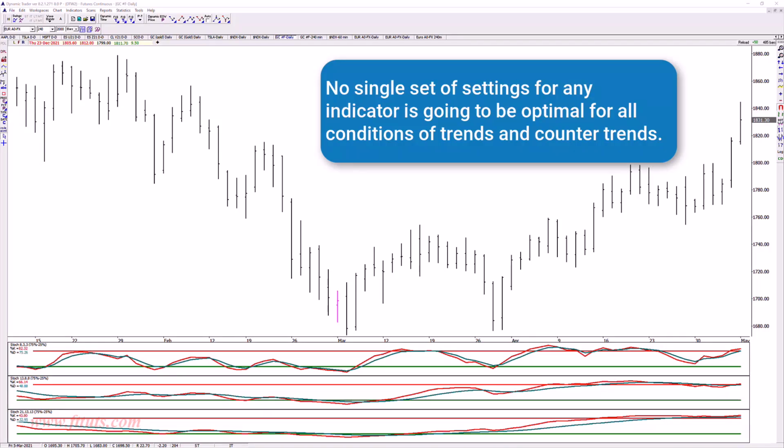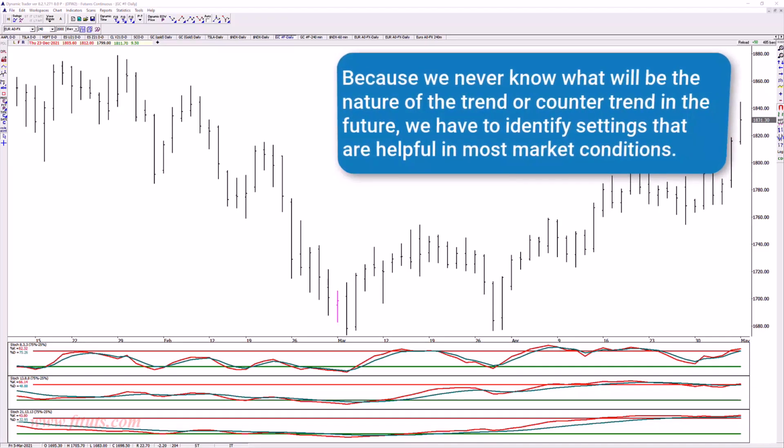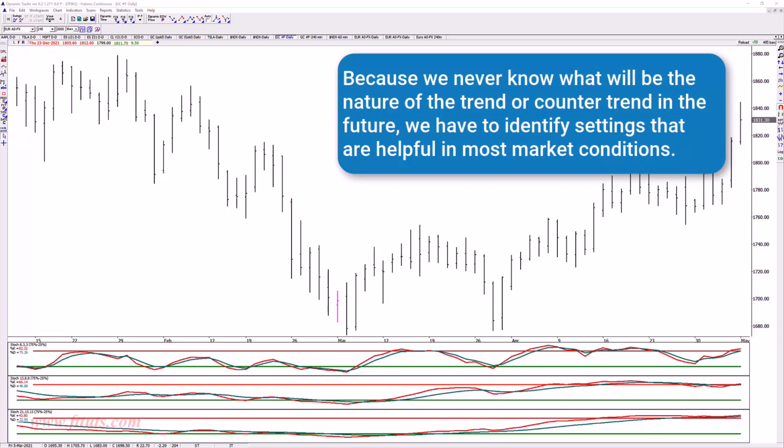that's going to be optimal for all types of market activity, such as a strong impulsive trend or a typical correction or a trading range. No one indicator setting is going to be optimal for all those different types of market trends and corrections, and we never know what sort of trend or correction is going to unfold into the future. So we can always look at past data and say, here's the best settings that would have been perfect for that series of data at that period of time.